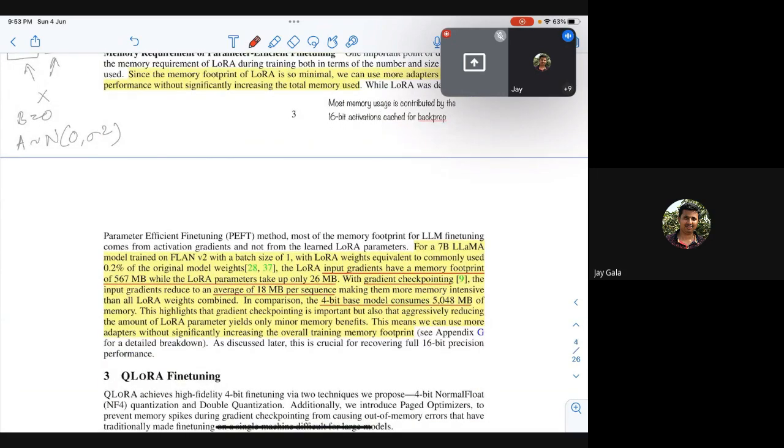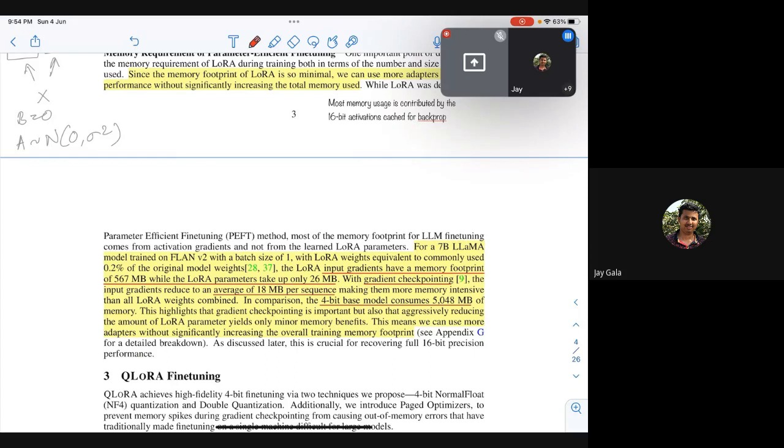So in order to get an idea of how much the computation grows, or how much the memory requirements are, consider for example a 7 billion Llama model. When you fine-tune or train that model on a FLAN v2 mixture with batch size of 1, the parameters that you update are roughly 0.2% of the original, but the input gradients memory grows by about 5-6 GB. And on average, the actual parameters only take about 26 MB.